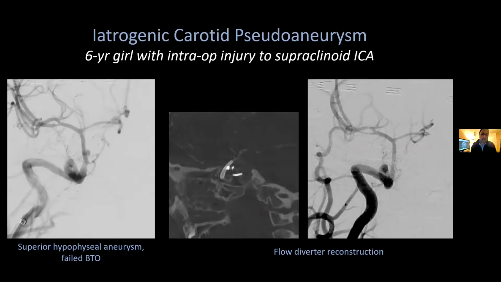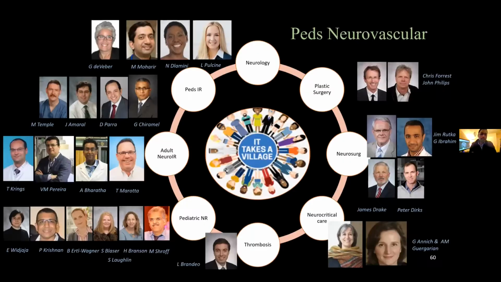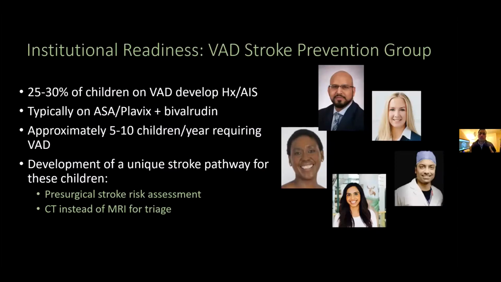And unfortunately, in the pediatric world, we don't see the typical cases. You don't always see a PCOM aneurysm like in an adult. You get these very weird cases, and so it becomes important to put your heads together and have these kind of multidisciplinary discussions. And one of the things that we do is we form these institutional teams.